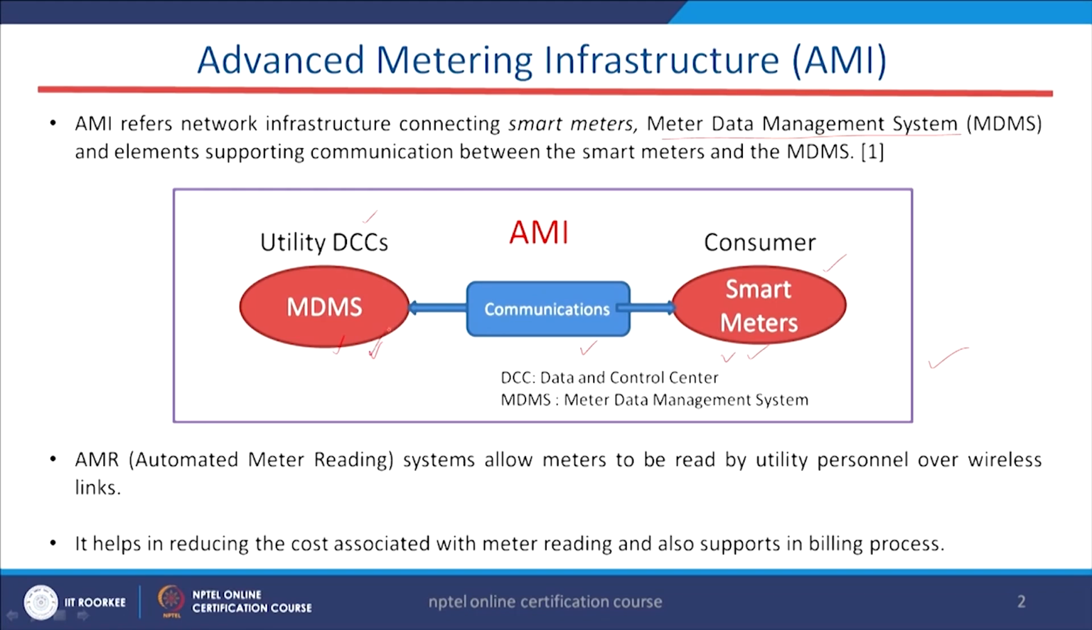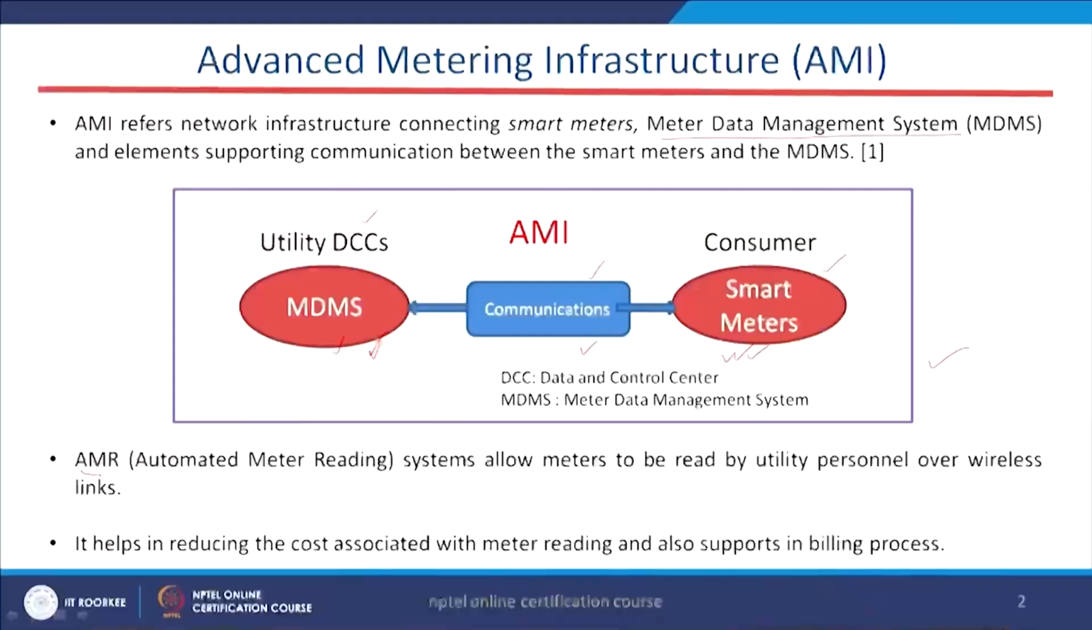And these two blocks, this MDMS and smart meters, are connected with each other, or they communicate with each other with the help of a communication infrastructure. So, this is how this very basic block diagram works as far as the advanced metering infrastructure of the smart grid system is concerned. This is a very important component, or you can say technology, of the smart grid system.